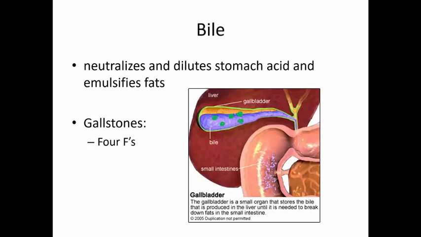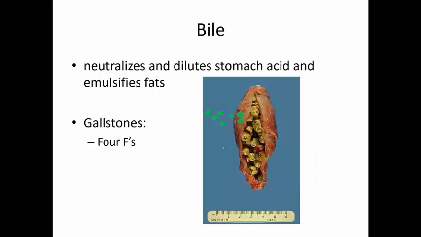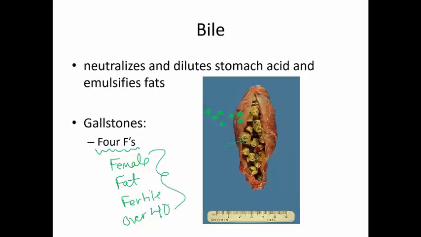But what happens is a person can develop stones that are very painful, and they look like this. So these are gallstones, and oftentimes a person that has this usually has the 4 F's. They're female, they're fat, they're fertile, and they're over 40. So a lot of times you'll see that type of person develop gallstones. A lot of women develop it when they're pregnant as well. And you don't have to have all 4 of those. That's just 4 of the common risk factors, I would say.